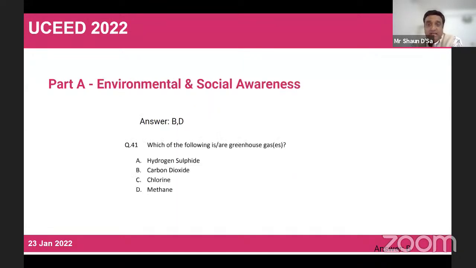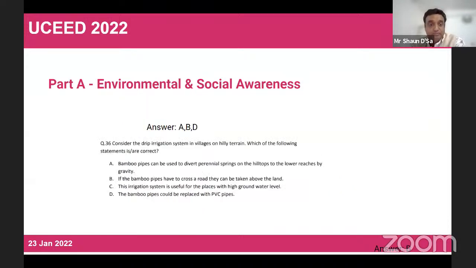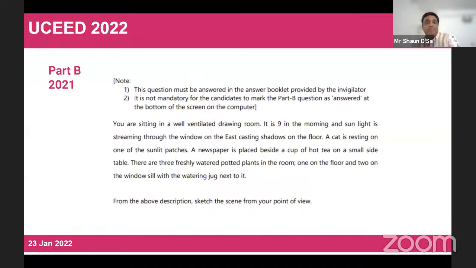And environmental and social awareness as well. Which of the following are greenhouse gases, or things like Indian handicrafts, Indian performing arts, this or that, or all your GK kind of questions can also come under this section. So that was just a quick browse to show you some basic examples. Like I said, you will get tons of examples from the online papers. Okay, part B.